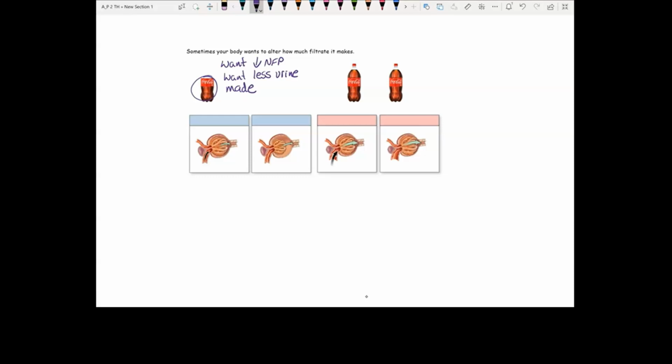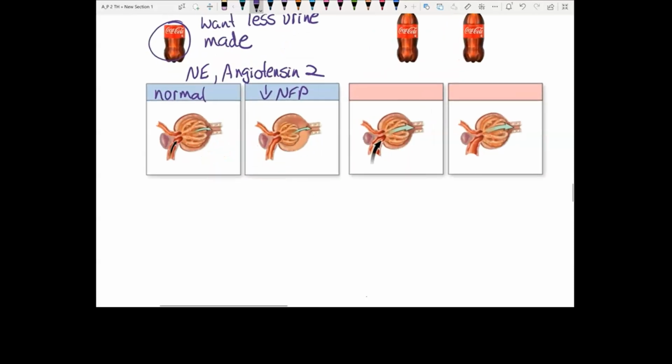So we have 2 pictures here. This picture is just the normal. This is for comparison. And this picture is the one with reduced net filtration pressure. The stimulus for this, you have 2 stimuli that can cause this. Norepinephrine, which is why I used purple for this, or angiotensin 2. So hopefully you remember that hormone from chapter 20. Angiotensin 2 is a hormone that raises blood pressure. So if you have norepinephrine or angiotensin 2, let's look at what it does.